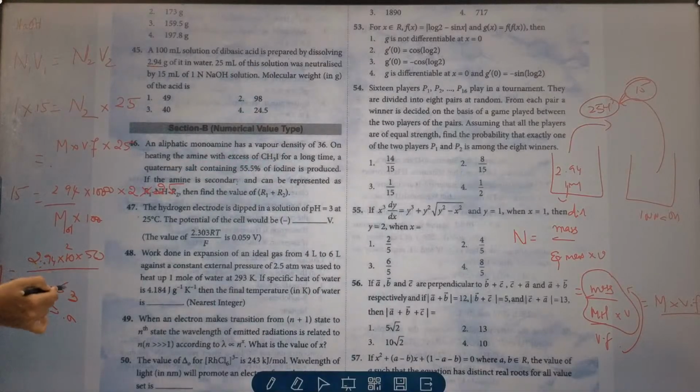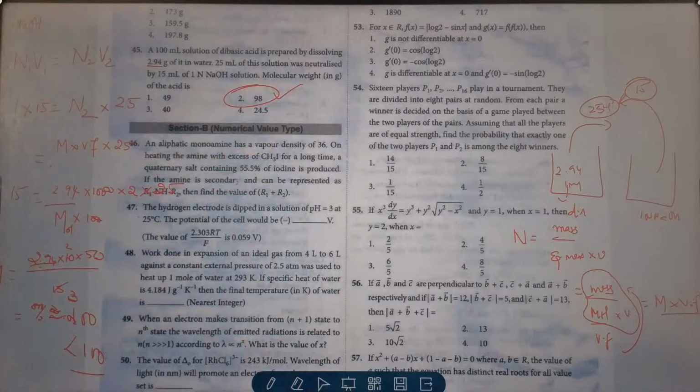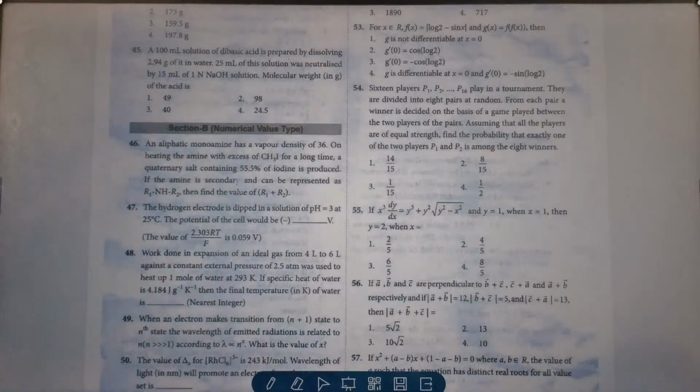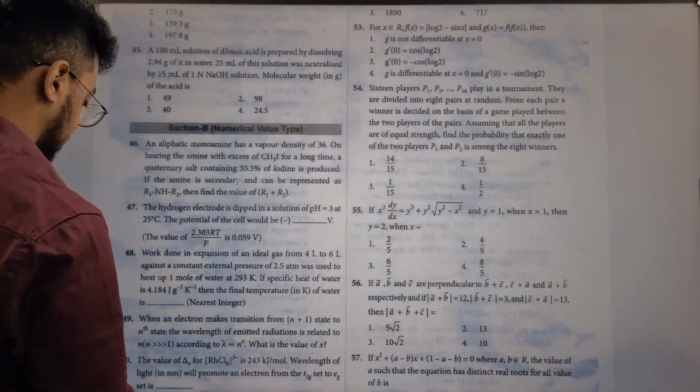100 into 3 is 300. 300 divided by 3 is not 300, it's 100. It should be less than 100 because it's 2.94. So less than 100, only one option, 98. 98 is the answer. That is option 2 is the right answer for the 45th question. Hope this question is clear. So we'll move on to the numerical section. It's running the last 5 minutes.